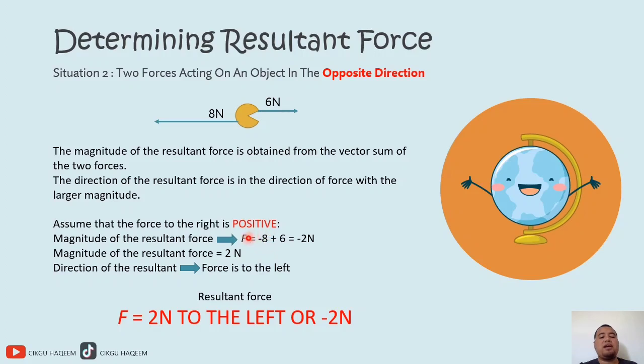Why do we write -8? Because we assume the right direction is positive, but the left direction is negative. So that's why we use negative in the magnitude. Right, so -8 plus 6, the resultant force is -2 Newton. Okay, so the magnitude of resultant force is 2 Newton.